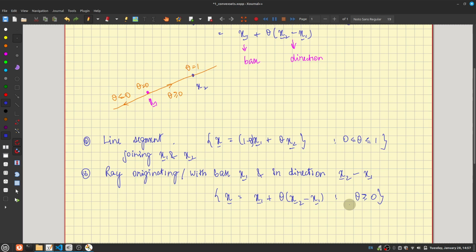So in this case, you're allowing theta to take all possible values from 0 to infinity. It's going to lie in the same line, but it's going to lie somewhere beyond x2.